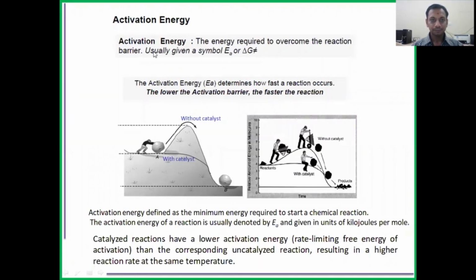Activation energy, the energy required to overcome the reaction barrier. Because to do the reaction, we need energy in the system. And that's why you have to cross that barrier by using any form of energy. It can be temperature, pressure, by adding some other chemicals, or by catalysis. So here, without catalyst, you have to use more energy.